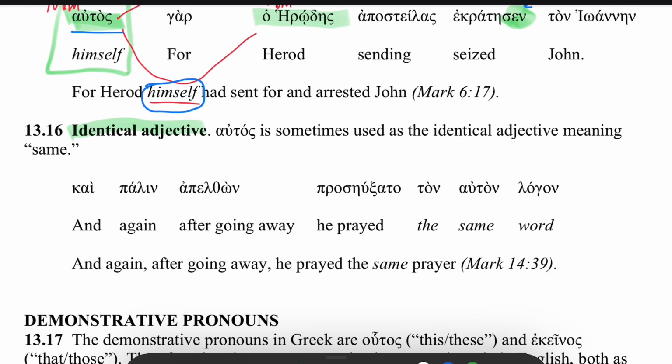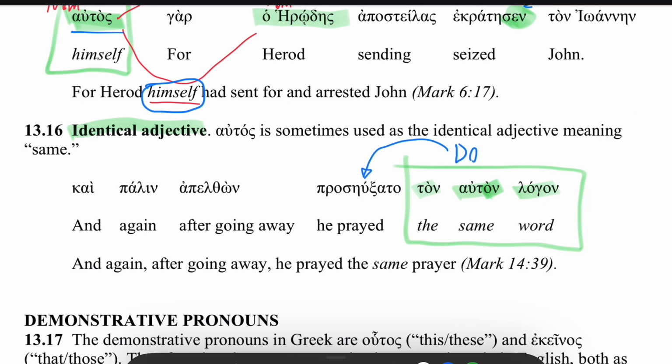And then in 13.16, we have the identical adjective. So autos is sometimes used as the identical adjective, meaning same. So kai pollen epelthon proseuxata ton auton logon. So here we have auton functioning, it's in the accusative, ton auton logon. So what did he pray? We know this is all the direct object of prayer.